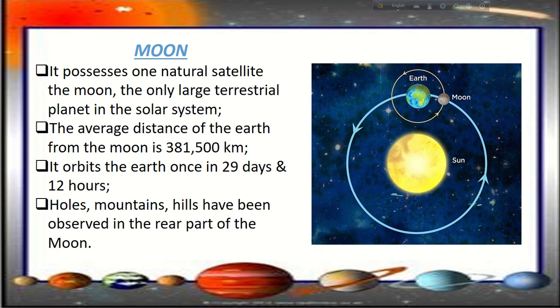So now we will know the natural satellite of the Earth, that is the Moon. It possesses one natural satellite, the Moon, the only large terrestrial planet in the solar system. And the average distance of the Earth from the Moon is 381,500 km. It orbits the Earth once in 29 days and 12 hours. Holes, mountains, hills have been observed in the rear part of the Moon.